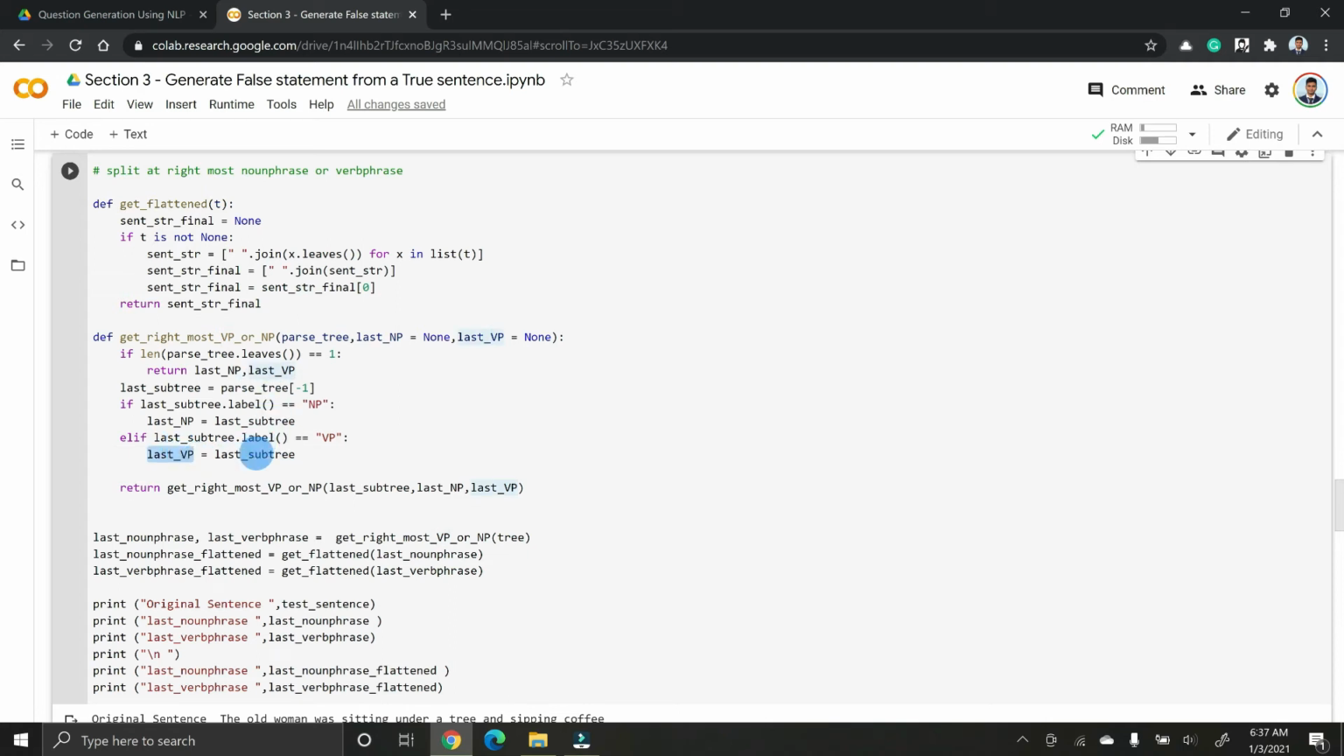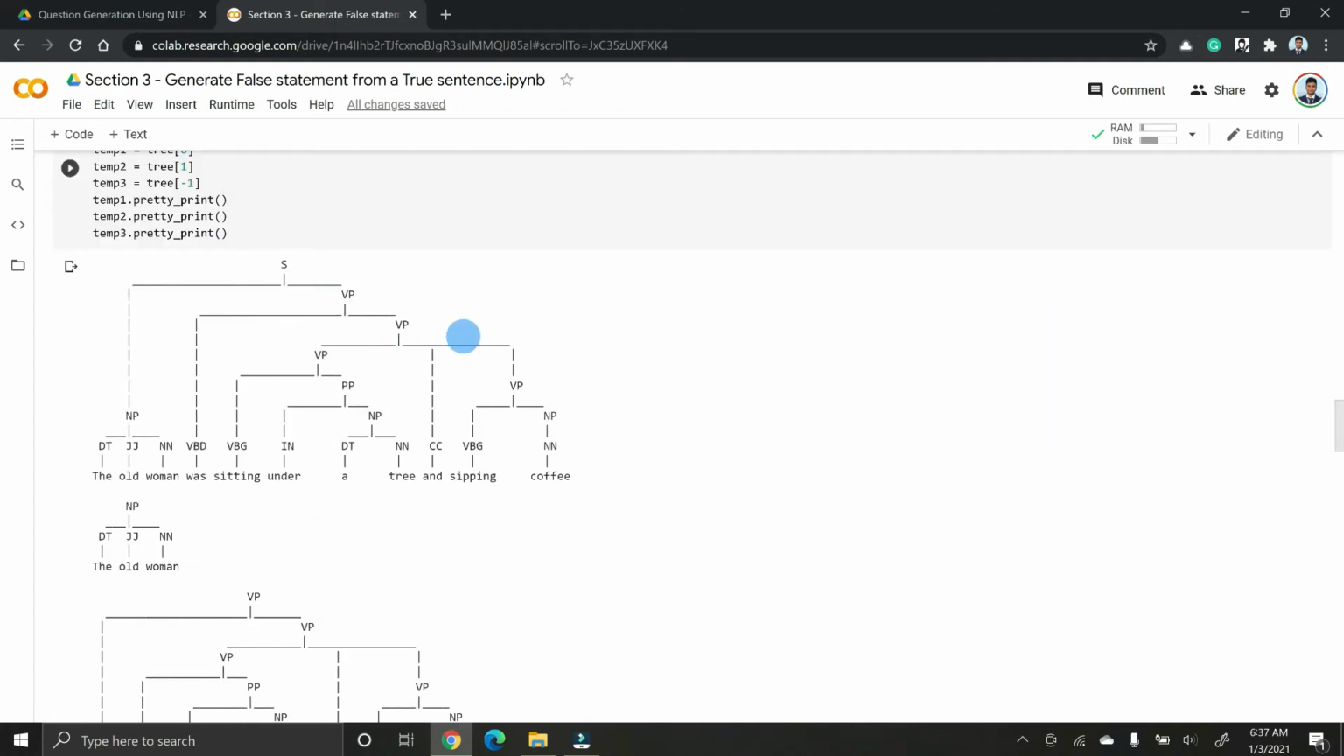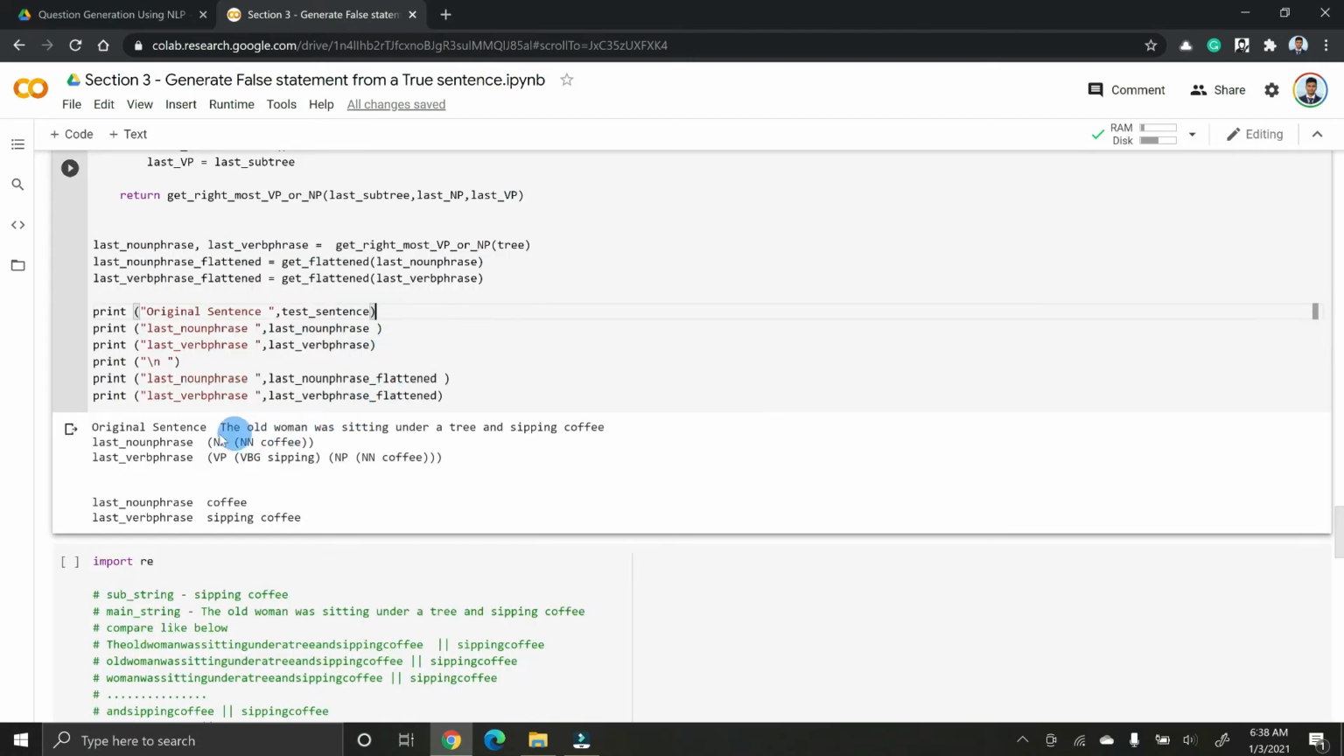And again, whatever subtree we got, we are going to pass that subtree recursively again, because we want to find the last encountered noun phrase or verb phrase. So recursively you go through the rightmost subtree and you record the last encountered noun phrase or verb phrase. So here in this diagram, you record the last encountered noun phrase, which is coffee, and the last encountered verb phrase, which is sipping coffee. So that is how we get our last encountered noun phrase and verb phrase as trees.